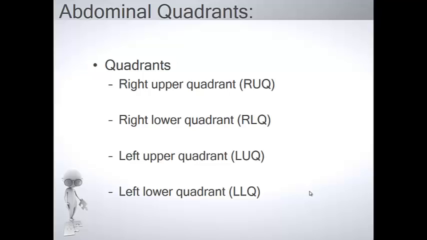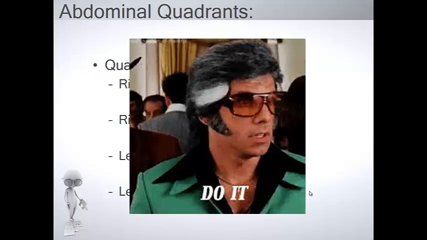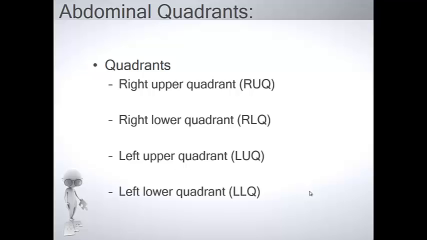So I'm going to rattle off the different structures in each quadrant, and you're probably going to have to pause and rewind me a few times to get it all. Do it. In the right upper quadrant lives the gallbladder, liver, a portion of the transverse and ascending colon, the hepatic flexure of the colon, the distal stomach, and a portion of the small intestines.